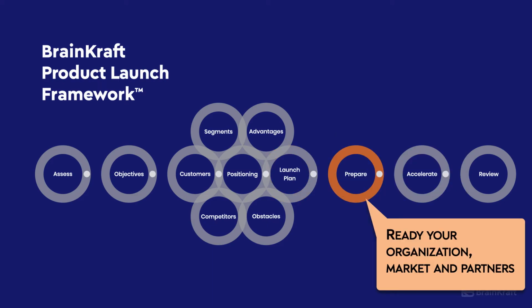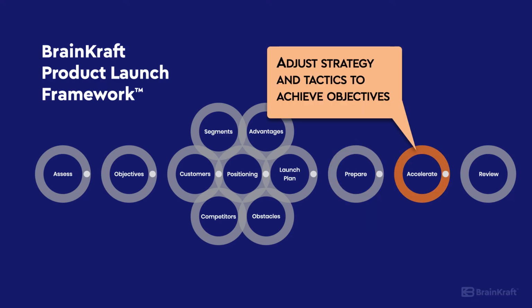Your launch strategy, advantages, and obstacles guide you to preparing your organization, preparing your potential customers, and preparing your partners. The Prepare donut is tightly coupled with the Launch Plan donut, but focuses on the activities and timing of readiness. In the Accelerate donut, you deliver your product to market and monitor launch performance. This gives your team the ability to adjust the launch strategy and tactics to get to your launch objectives as quickly and efficiently as possible.